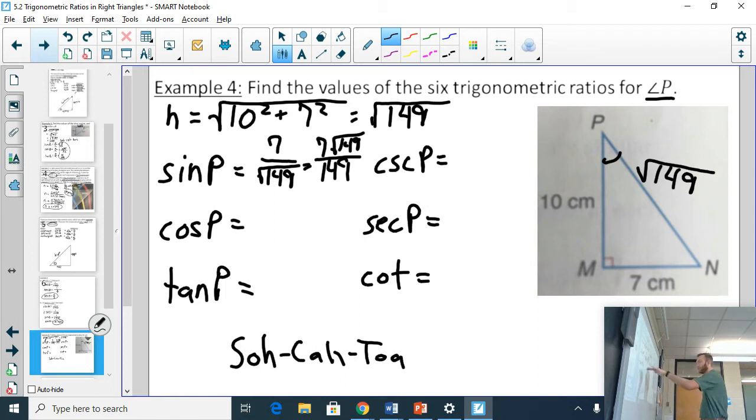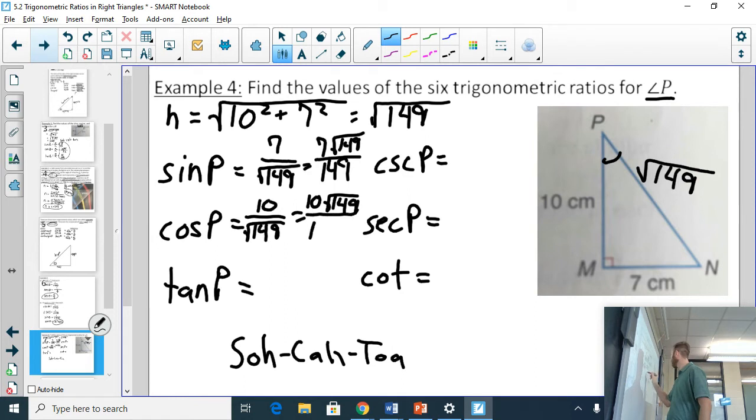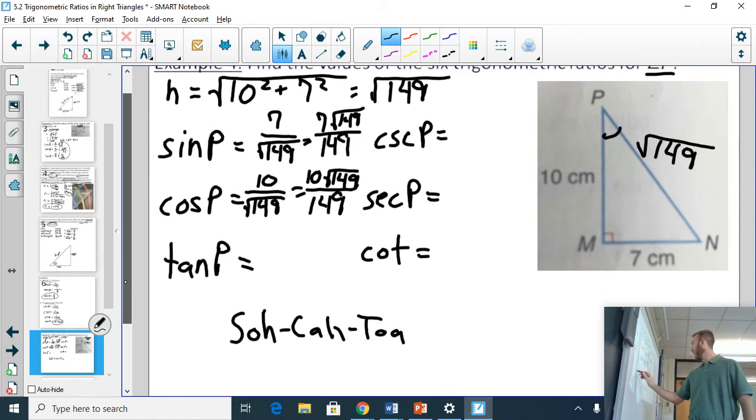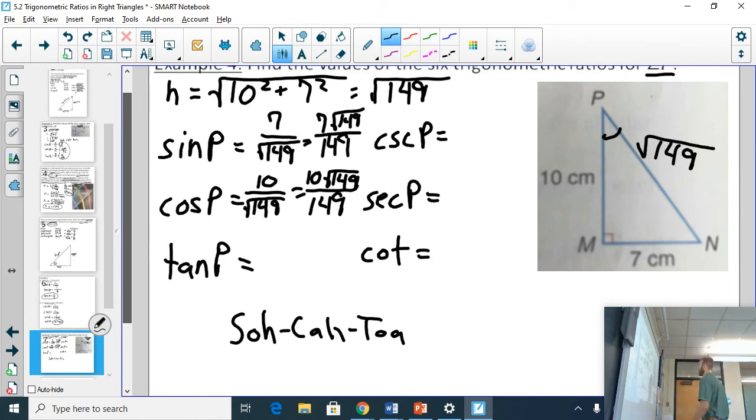And then cosine of P is going to be adjacent, which is 10, over hypotenuse, 10 over the square root of 149. And again, we would rationalize and get 10 square root of 149 all over 149. And then tangent is going to be opposite, so 7, over adjacent, which is 10.